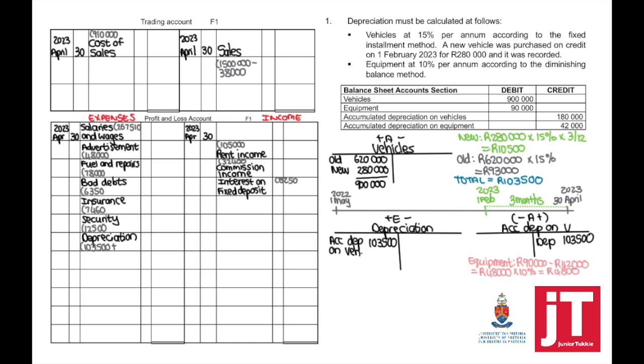Using the diminishing balance method means we need to get the book value, which is the cost minus accumulated depreciation, and then we can times that by 10%. To show the depreciation on equipment, depreciation is debited, account credited, accumulated depreciation on equipment. Now we can add that to the depreciation 103,500, and this will be the total for this accounting period.